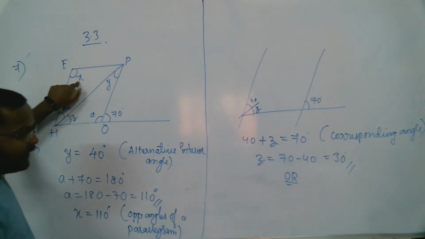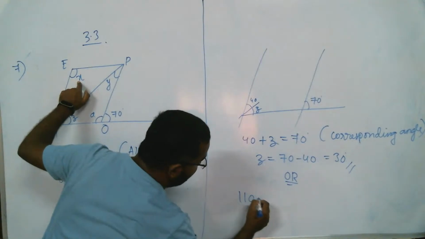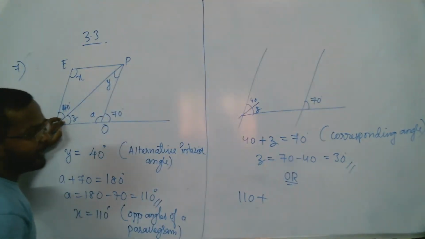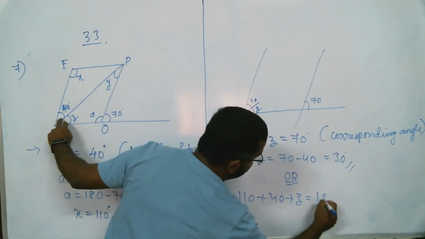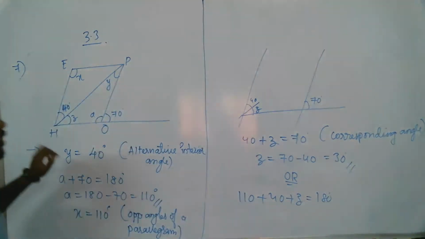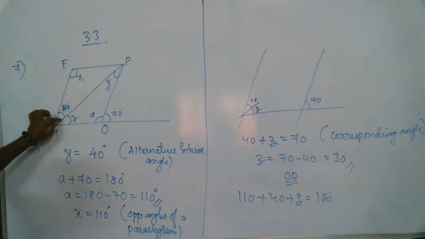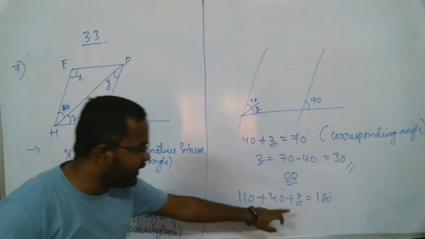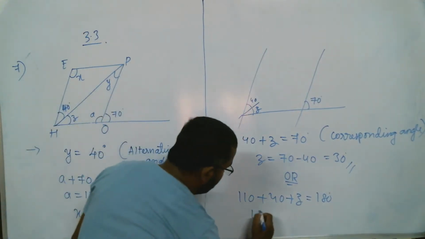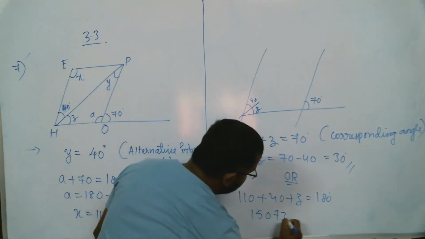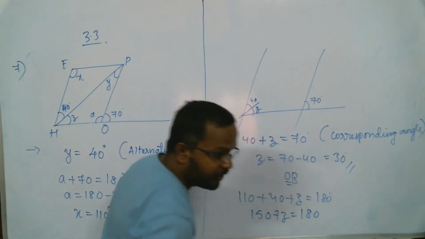What is the value of x? x is 110 plus this complete angle, that is 40 plus z. When you add them, their sum should be equal to 180 degrees because they are adjacent angles. So x plus 40 plus z is equal to 180, and the x value we have is 110. So how much will you get? 150 plus z is equal to 180.